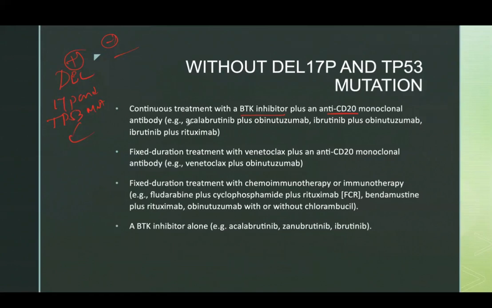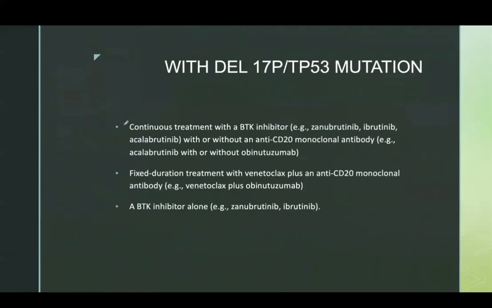You know all the CD20 monoclonal antibodies. The BTK inhibitors are acalabrutinib, ibrutinib, and obinutuzumab is the antibody. I hope all of you know what a BTK is. BTK means Bruton tyrosine kinase. Just remember this, that's more than enough. That's the first line.